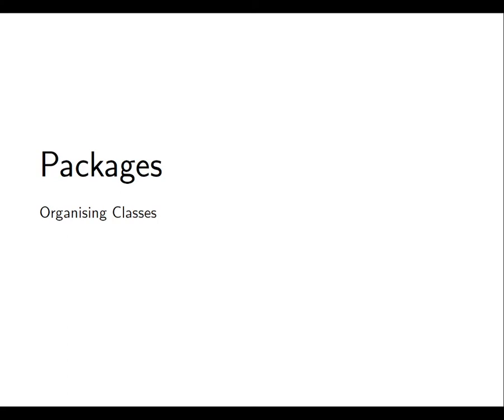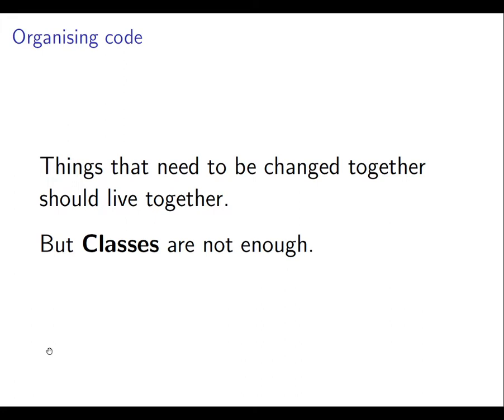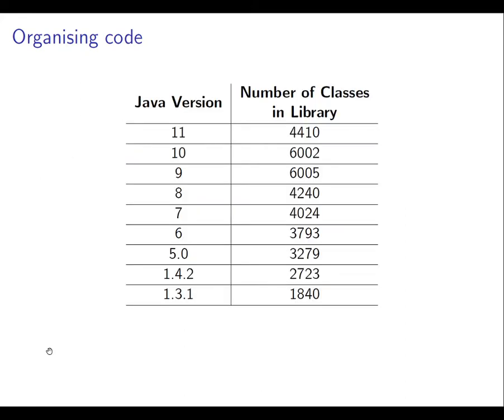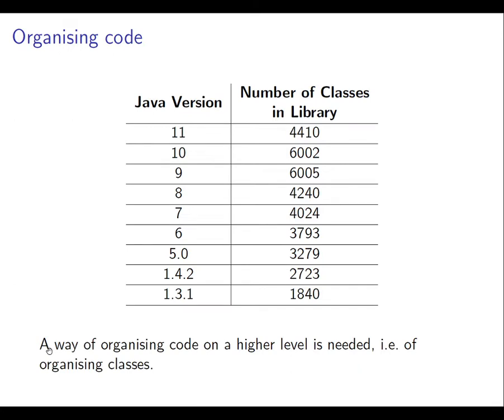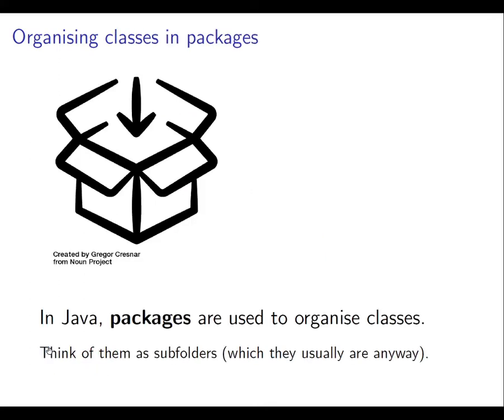So how are such classes organised? They're organised into packages. We've seen already that things that need to be changed together should live together in order to make it reasonably efficient and easy to maintain the code when necessary. But the level of organisation which we've already seen, organising things together into classes, is not enough, it turns out. We have way too many classes to be able to do without any other level of organisation. So we need a way of organising code on a higher level, organising classes that are related together. And in Java we do this using packages.